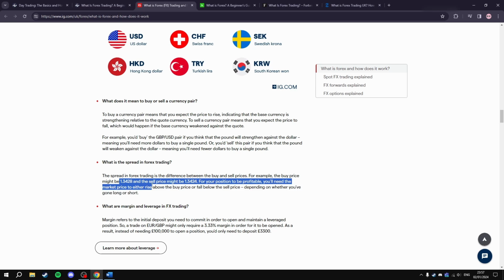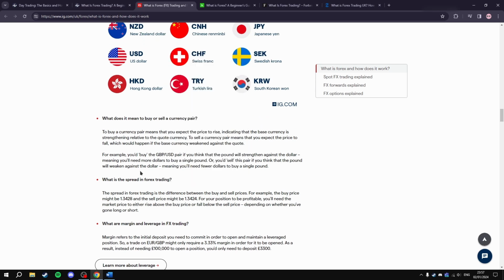I see. So if you bought it at 1.3428, to make a profit you want this to go to 1.35, whatever. And if you want to make a profit on this, you want this to drop below 1.34, so 1.33 or something.